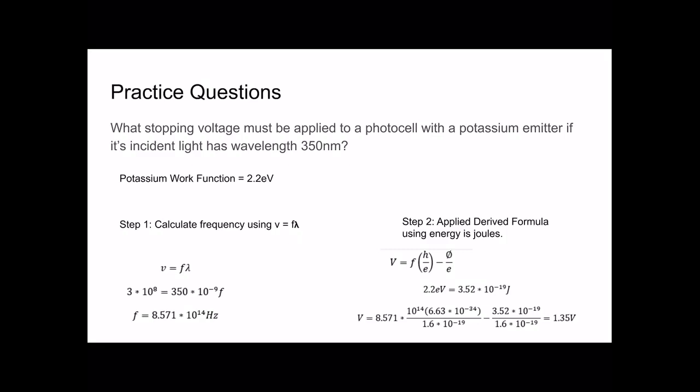In this case, we already have all our information. We know the frequency we just calculated, we know Planck's constant, we know the charge of the electron, and we now know the work function, so we can calculate by plugging all the numbers in. At the end of the day, we should get that the stopping voltage is equal to 1.35 volts. Therefore, a voltage of 1.35 volts needs to be applied in order to ensure that the electrons do not reach the emitter plate.